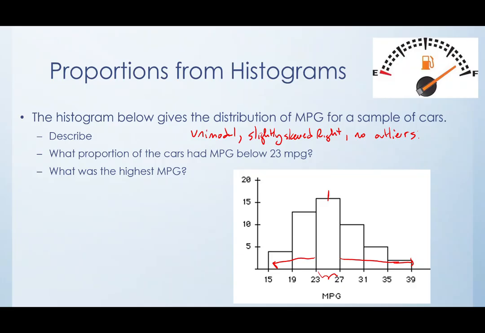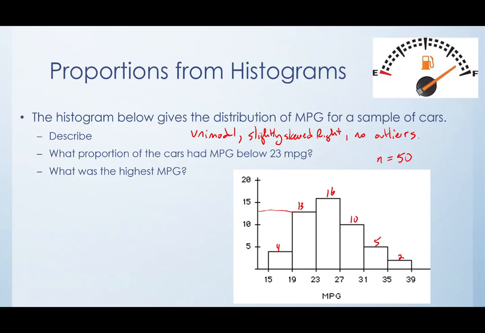What proportion of cars had miles per gallon below 23? Again, we've got to figure out how many cars there were here. This looks like 4, I'm thinking 13, this might be 16, that looks like 10, 5, and let's say 2. So I'm going to add up 4 plus 13 plus 16 plus 10 plus 5 plus 2, and that's 50 cars. That's our sample size, which is almost always designated as N, the total sample size.